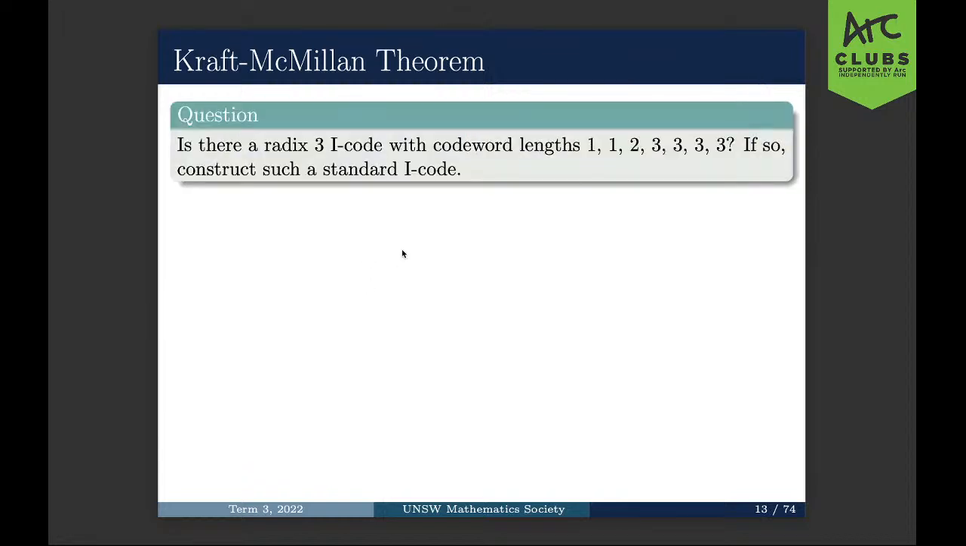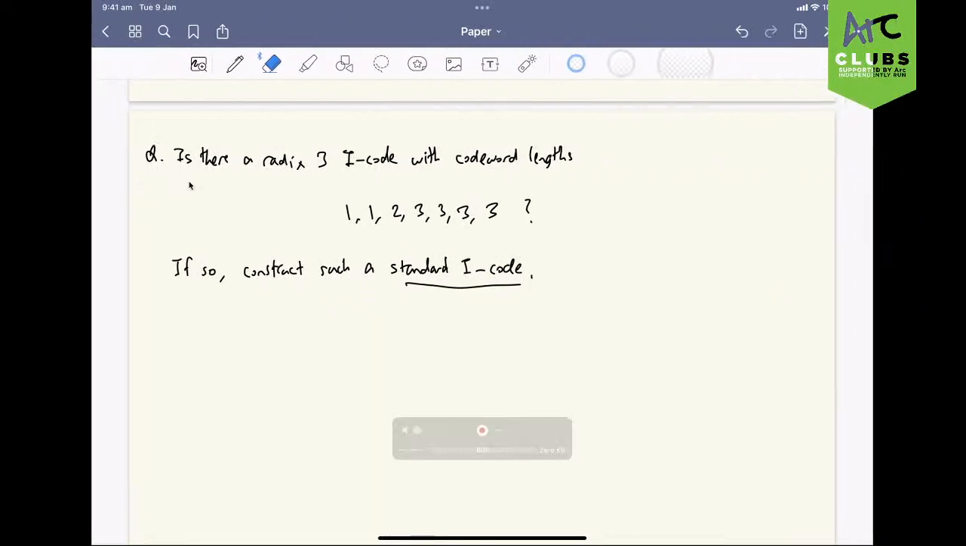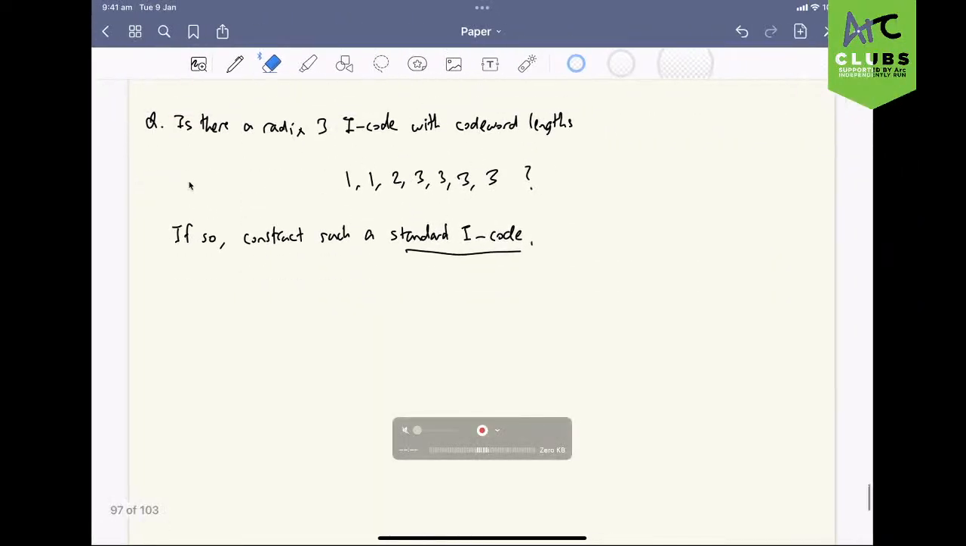Here's a question. Is there a radix 3 I code with code word lengths 1, 1, 2, 3, 3, 3, 3? And if so, construct such a standard I code. I'll get to what a standard I code means. Okay, so here we go. It's the same question here.